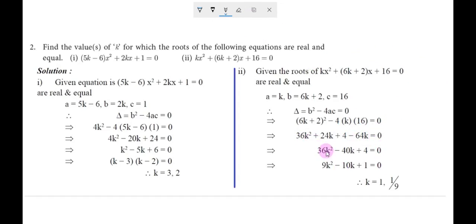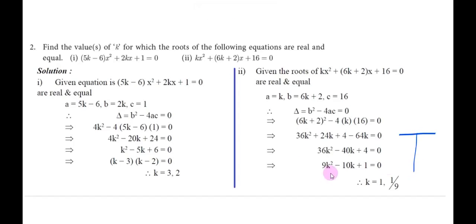Okay, now 36 k square plus, okay, 24 k minus 64 k means 24 minus 64 minus 40, so 36 k square minus 40 k plus 4 equal to 0. Now divided by 4, okay, so divided by 4 means therefore that also 4. So just simplify here 9, now there 10, just cancel 1, so 9k square minus 10k plus 1 equal to 0.